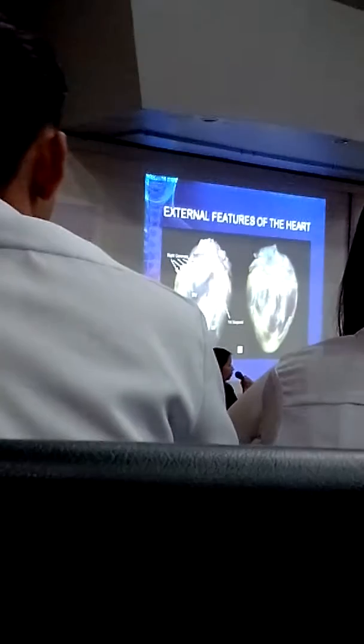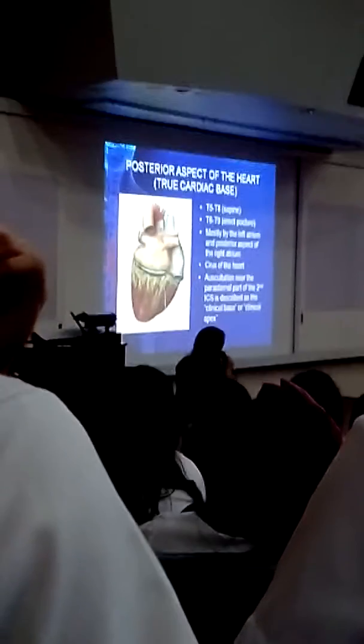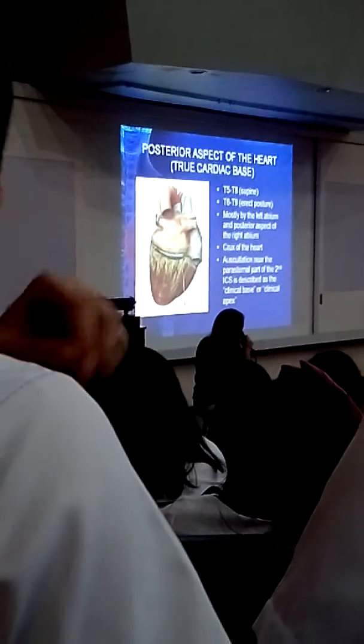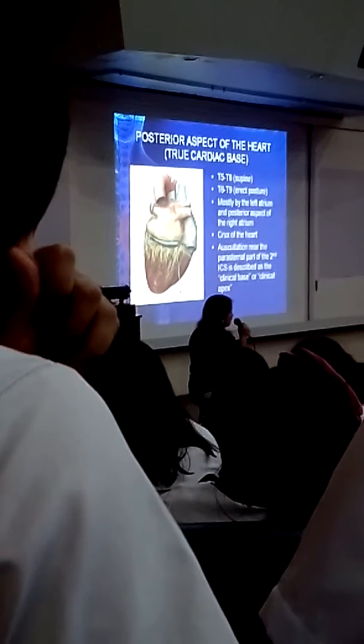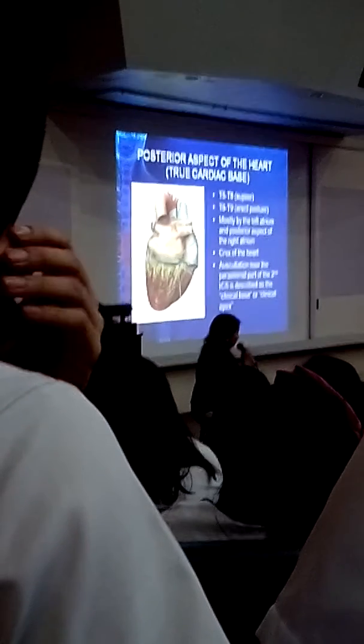So the adult heart measures 12 centimeters in length from the base to apex. The atria are demarcated from the ventricles by the coronary sulcus, and the ventricles are demarcated from each other by the interventricular groove, or the sulci. The posterior aspect of the heart, or the base, is composed mainly of the left atrium and the posterior part of the right atrium. In recumbent position, it is at the level of T5 to T8. However, by gravity in erect posture, it is at the level of T6 to T9.